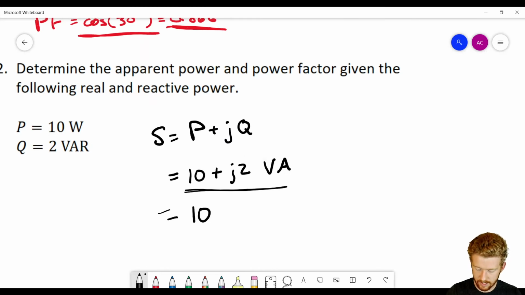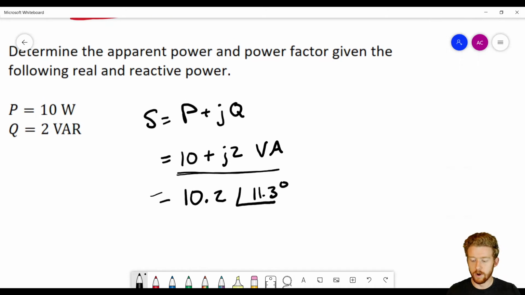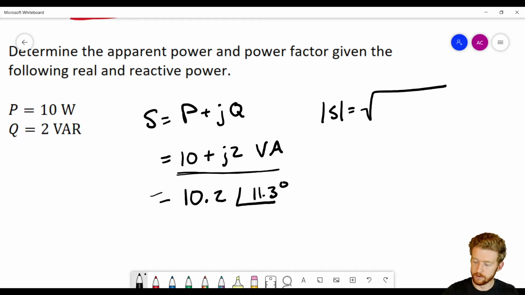That's going to give us 10.2 with an angle of 11.3 degrees. Okay? But if you want to know the actual mathematical expression, just to make sure that we're on the same page and that you know how to do this, maybe if you don't have a calculator, all you got to do is say the magnitude of S is going to be equal to the square root of P squared plus Q squared. So if I plug that into my calculator, just to double check, 10 squared plus 2 squared, square root of that is going to be 10.2. Okay, so this is 10.2.